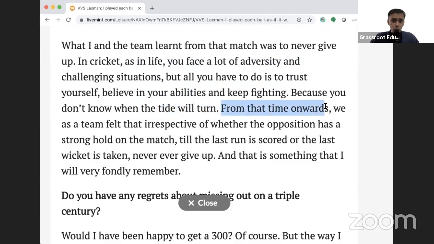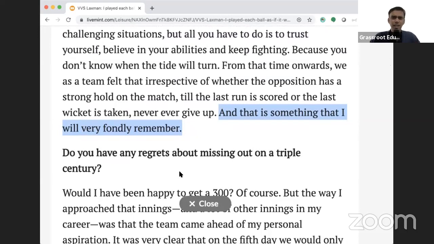From that time onwards, we as a team felt that irrespective, again very nice word, irrespective of whether the opposition has a strong hold on the match, till the last run is scored or the last wicket is taken, never ever give up. Okay, and that is something that I will fondly remember. Okay, very nice, inspiring interview, right? All right, we'll not go further into the interview, although it's a nice read, but our focus here is to develop the language. So we'll just stop here.